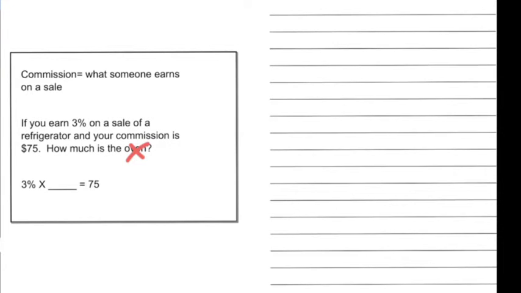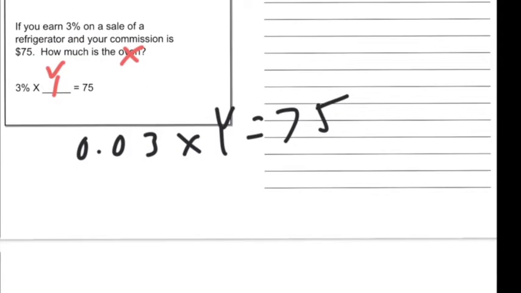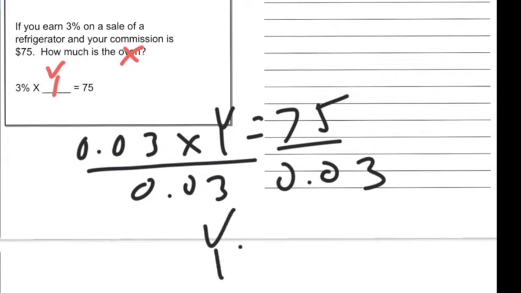So what you're going to do is fill in what you know. I earned 3% on a sale of a refrigerator, so it's 3% of blank. I don't know what the total is of the refrigerator, and it equals $75. So we'll put a y there. It's going to be 3%, which is 0.03, times y equals 75. To figure out what that is, you divide by 0.03, so y equals 75 divided by 0.03, and the answer is $2,500. So the refrigerator costs $2,500.